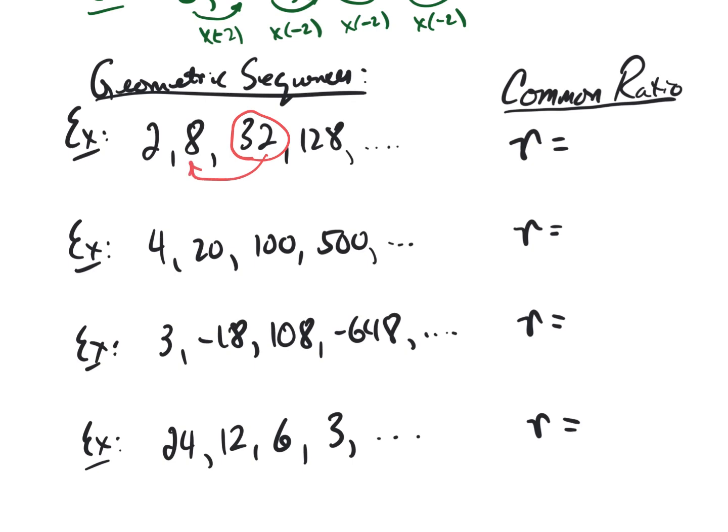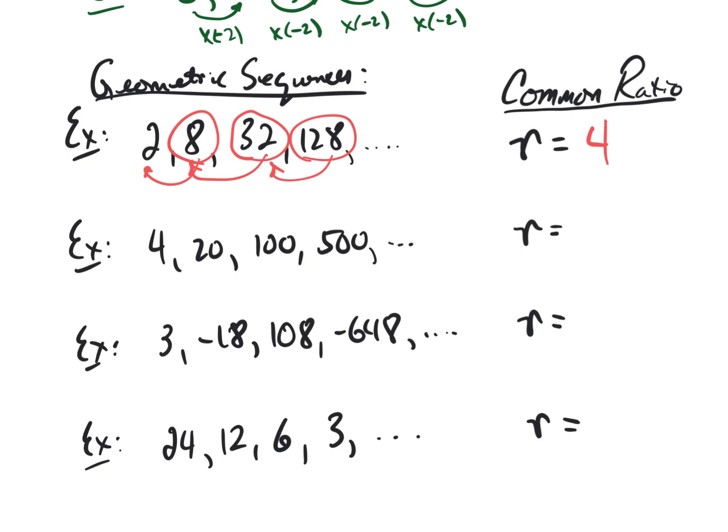Take any one of the numbers and divide by the one that comes before it. So as an example, if you take 32 and divide by 8, you get 4, and that's going to be the common ratio. Now, I happen to choose 32, but if you would have selected 128 and divided by 32, you would have gotten 4. If you would have selected 8 and divided by the one in front, you would have gotten 4. So it doesn't matter. Pick any of the terms and divide by the one in front of it.